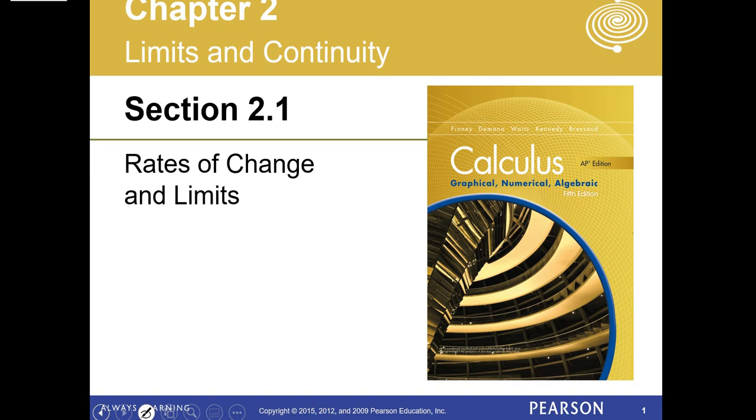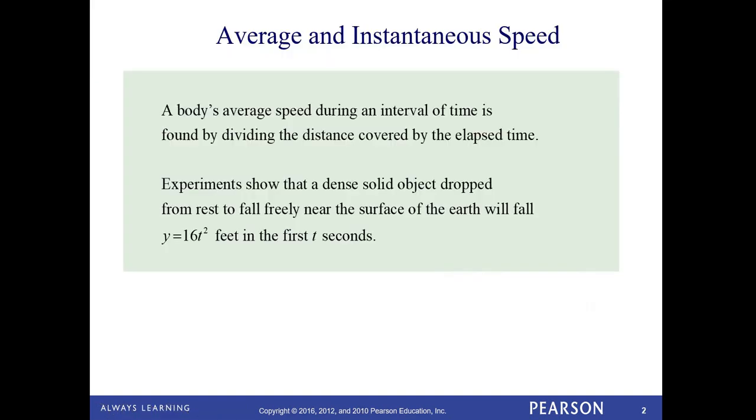Okay, we're starting Chapter 2, and Section 2.1 is Rates of Change and Limits. So we've talked about this a little bit already, average and instantaneous speed. A body's average speed during an interval of time is found by dividing the distance covered by the elapsed time. So speed is a specific form of slope.